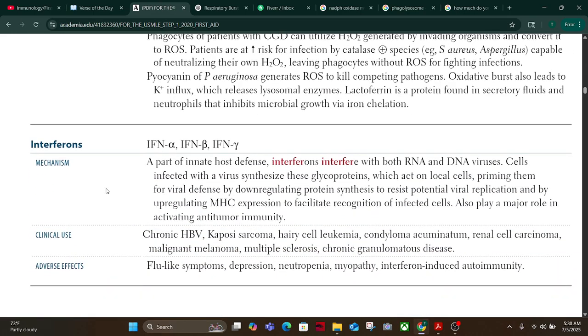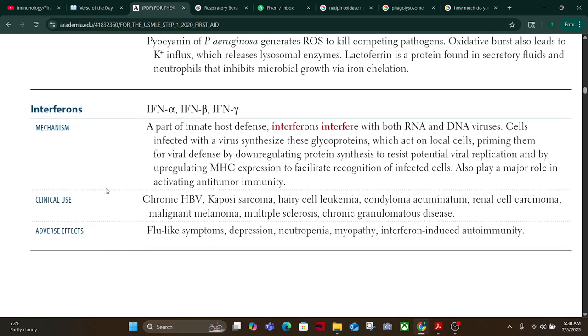Next we have interferons. Interferons are interferon alpha, interferon beta, interferon gamma. Mechanism: a part of innate host defense, interferons interfere with both RNA and DNA viruses. Cells infected with a virus synthesize these glycoproteins, which act on local cells, priming them for viral defense by downregulating protein synthesis to resist potential viral replication and by upregulating MHC expression to facilitate recognition of infected cells.